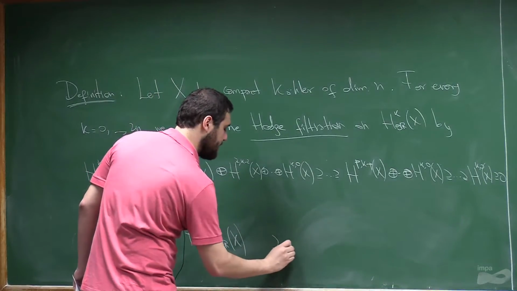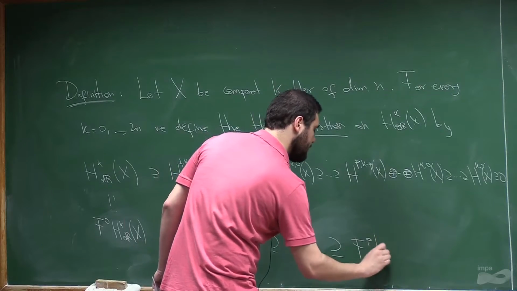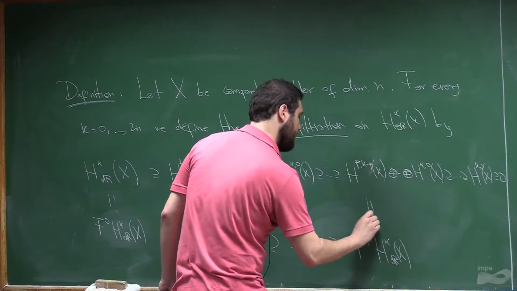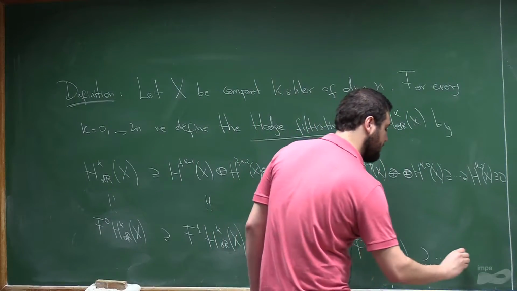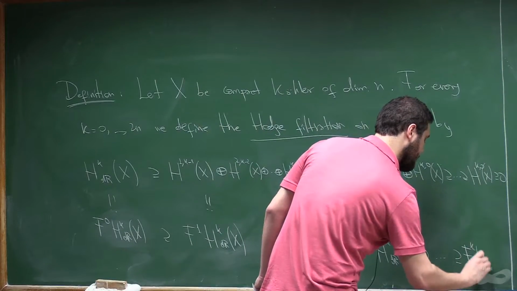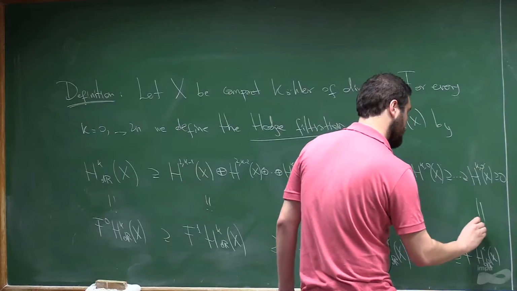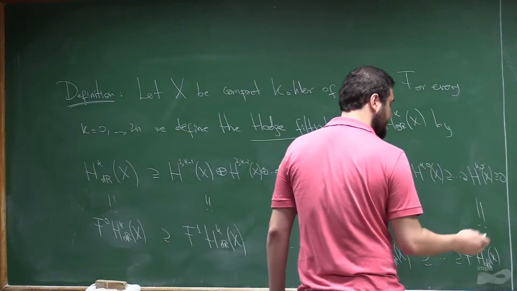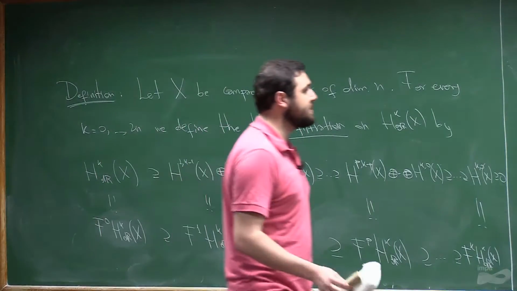And you continue like this, F^p. And this will be F^k. Well, and this is F^{k+1}. Okay, so this is the Hodge filtration.